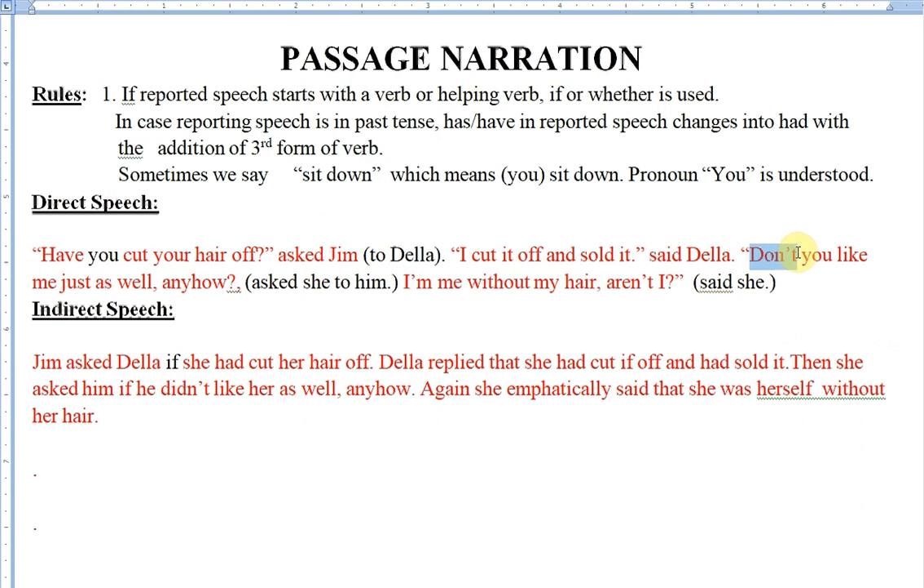Don't is again a helping verb. Like is the main verb. Don't is the helping verb, so we'll write "if" because of don't.